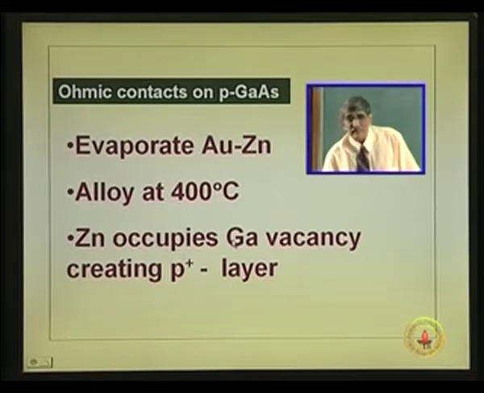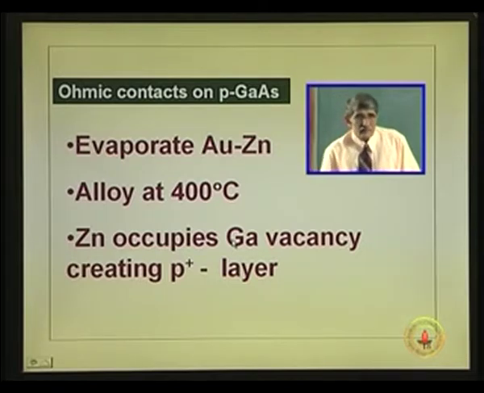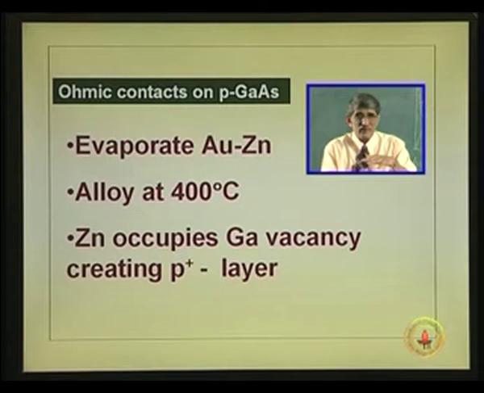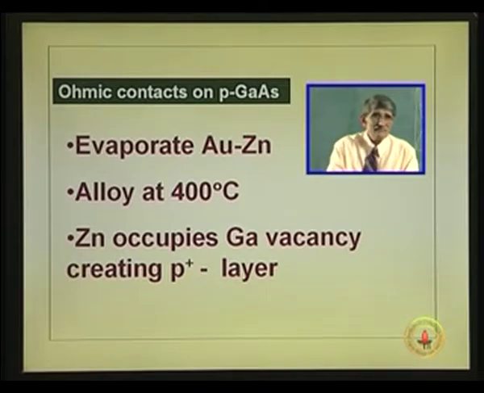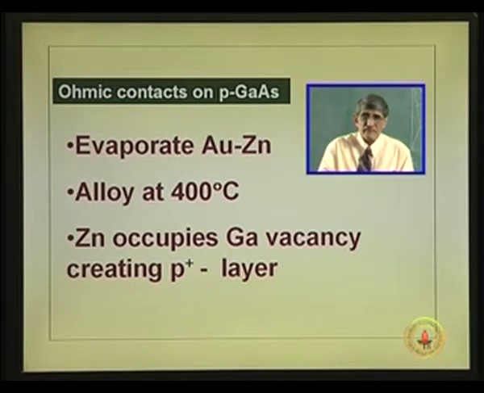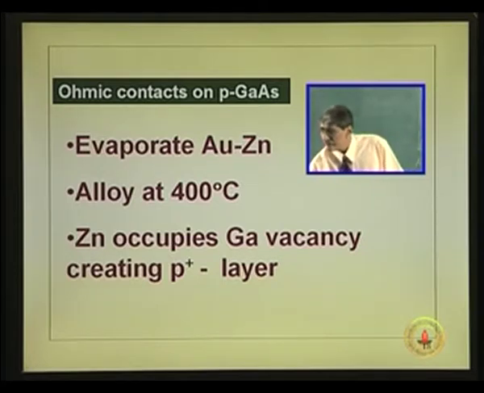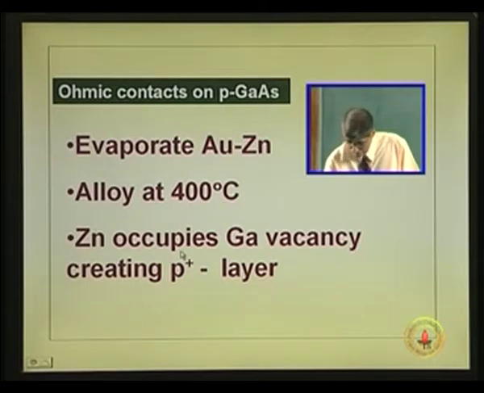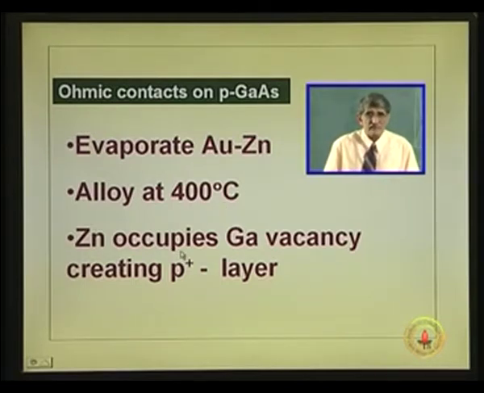Zinc occupies gallium vacancy. The key thing is when you have the molten gold compound, gold germanium or gold zinc, gallium moves up to the layer, creating gallium vacancy. Whether it is becoming N plus or P plus would depend upon what is moving down. If it is gold germanium, germanium moves down, making it N plus. If it is gold zinc, zinc is P type. So, that makes it P plus. So, you make P, once you make it P plus, it is a very good ohmic contact.